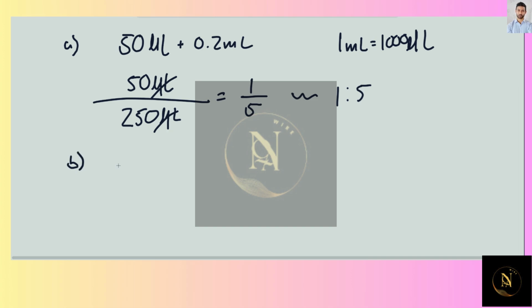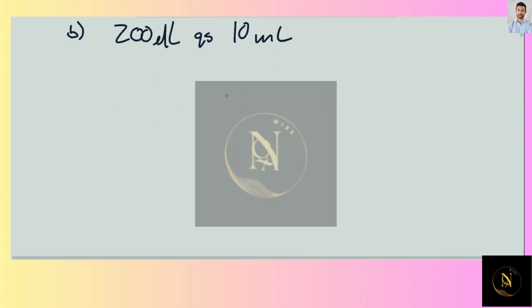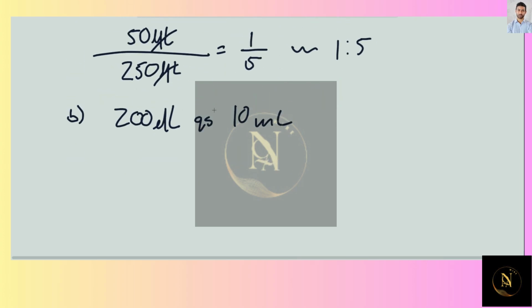Okay, next we have the other type of question, which is quantity sufficient, right? So they're saying 200 microliters diluted up to, or quantity sufficient to, 10 milliliters. That is to say, we had a 200 microliter solution, then we added enough solvent such that the volume became 10 milliliters, right? So these ones are not so bad.